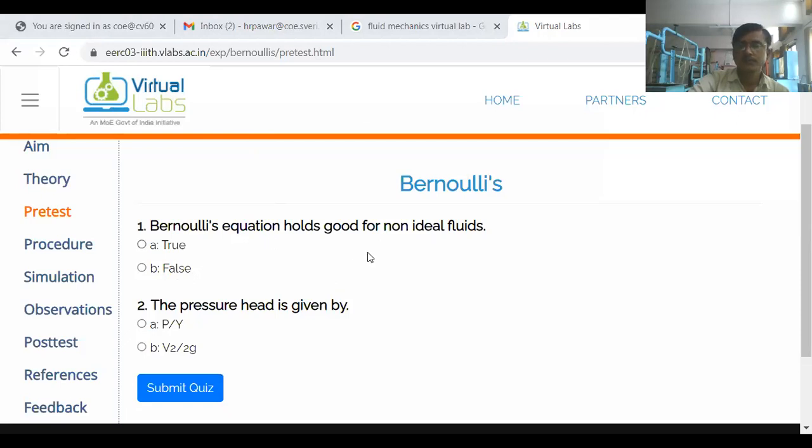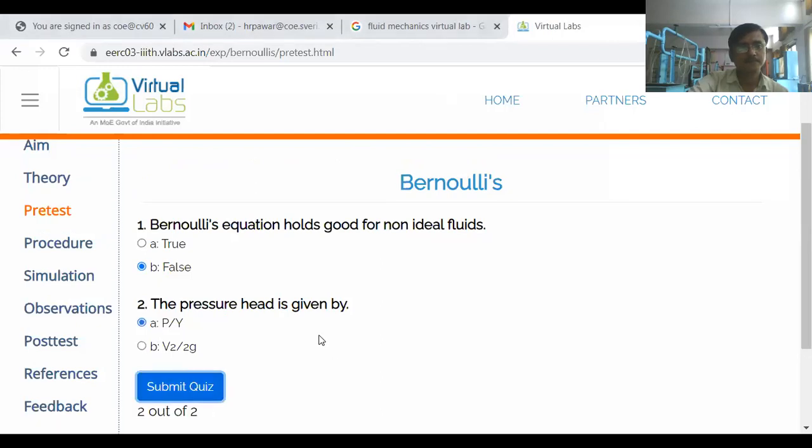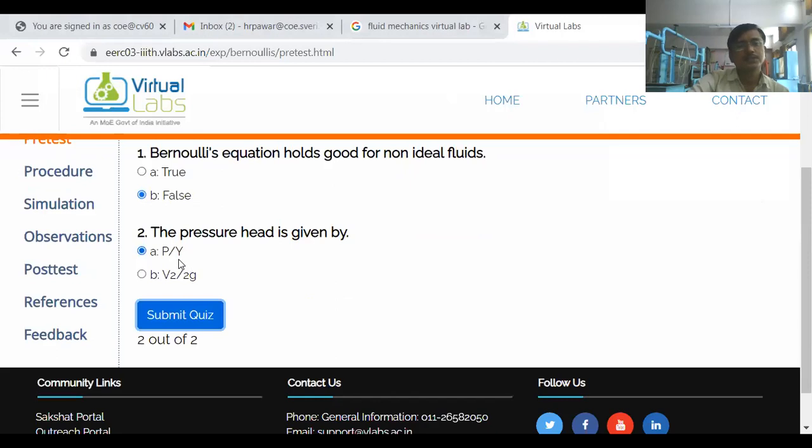For which fluid do we use Bernoulli's theorem? Or is it applicable to ideal fluid or real fluid? Generally we apply this for ideal fluids, and here the equation is written. So the answer here will be false. The pressure head is given by, what is the option here, A or B? So A is the option, that is P upon gamma.